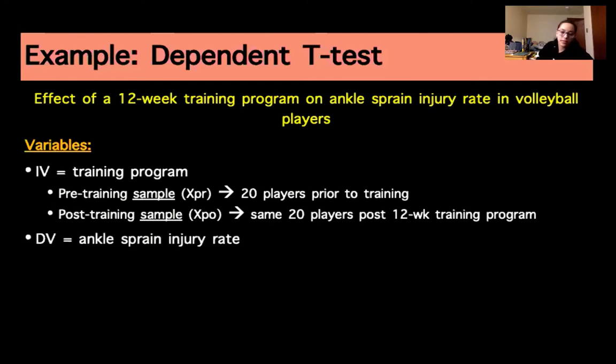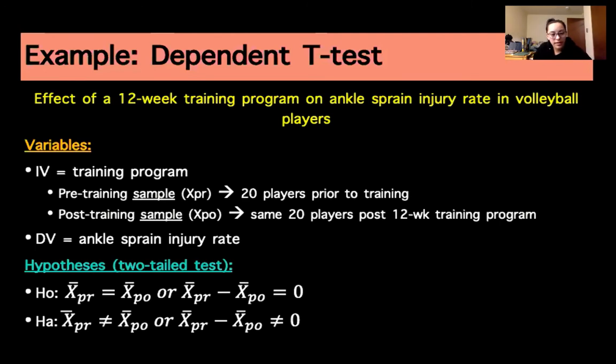So the dependent variable is still the same. It's what we're actually measuring. The null hypotheses are still the same as previous examples: means are equal for the null, means are not equal for the research hypothesis. Meaning, the training program has no effect for the null hypothesis, and the training program has a significant effect for the research hypothesis.